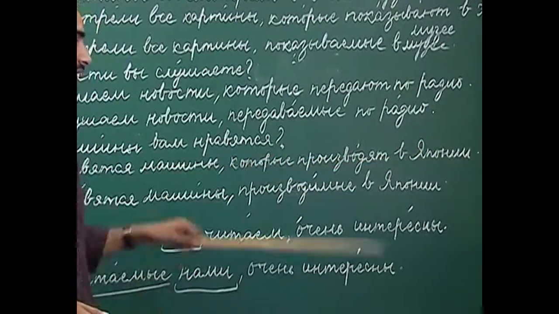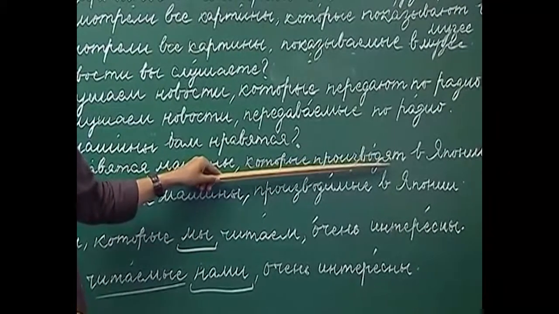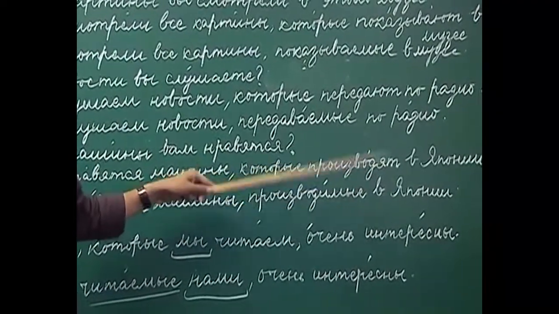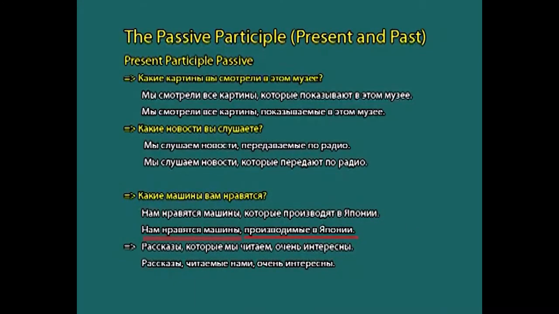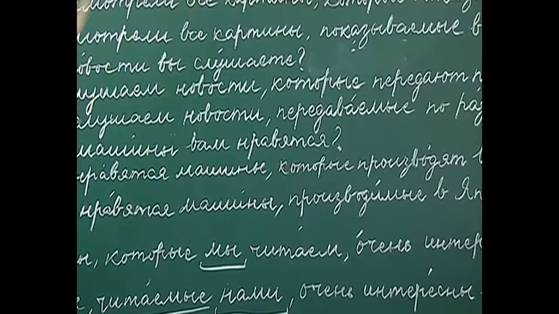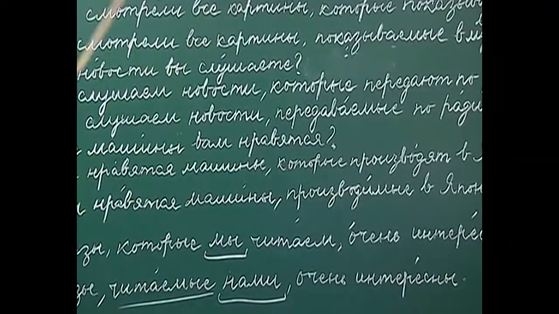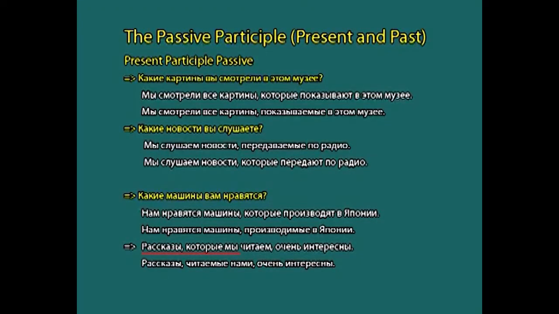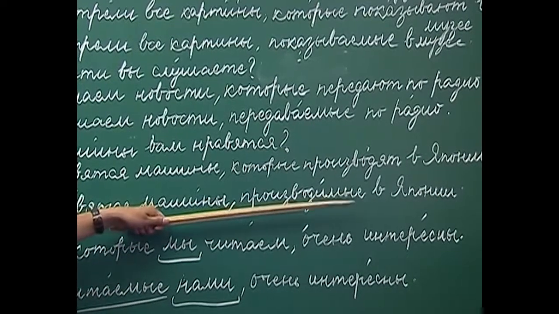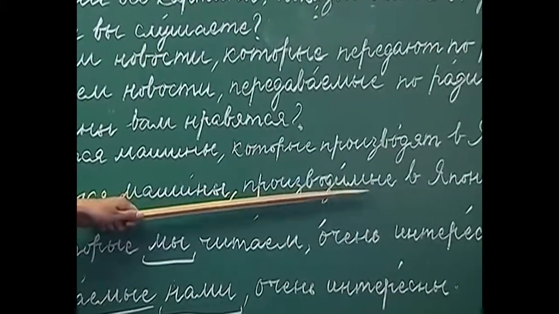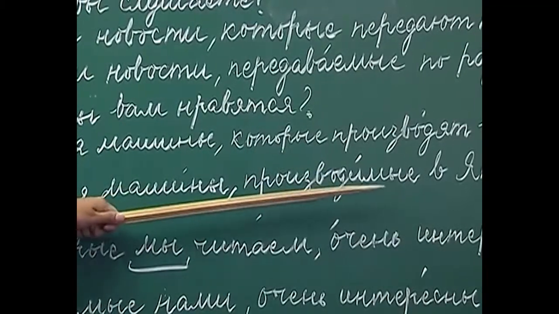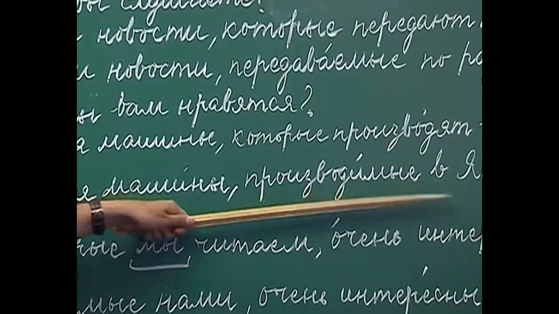Japonia is Japan. Here we are using the verb производить, to produce. So, which are being produced in Japan. Again the action is in the passive voice, so we will use passive participle, and since it is taking place in the present tense, we will use present participle passive. So, how do we do that? Нам нравятся машины, производимые в Японии. Here from the verb производить we form the present participle passive производимые в Японии.